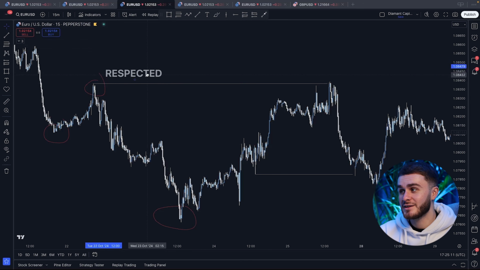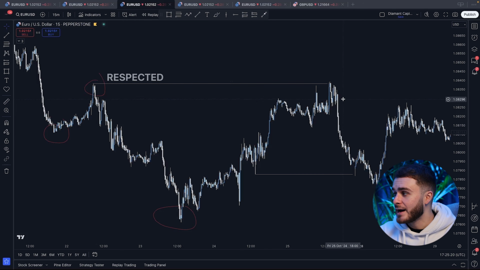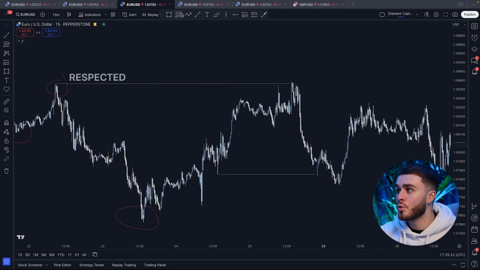Now, it's not usually respected in this way where we might hit the order block and drop. Instead, we're just going to sweep it ever so slightly and then continue to the downside. Again, how can we actually get into a move? It's all going to happen on the lower time frames around this area.